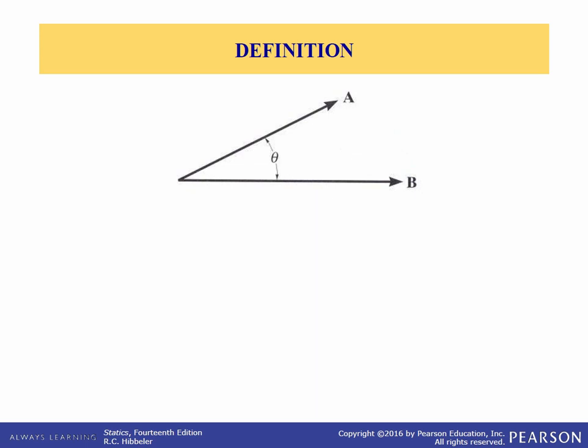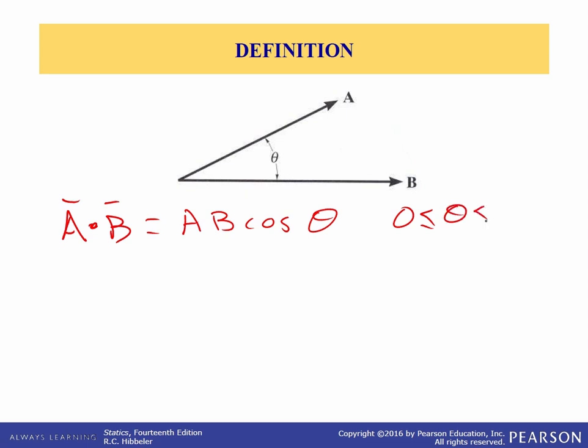Now, the dot product of vectors A and B, written A dot B, and also read A dot B, is defined as the product, and these are vectors, of the magnitudes of the vectors times the cosine of the angle between them. Now in this case, theta is between 0 and 180 degrees.